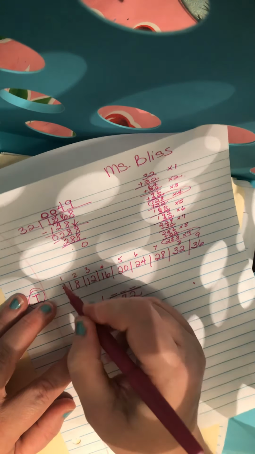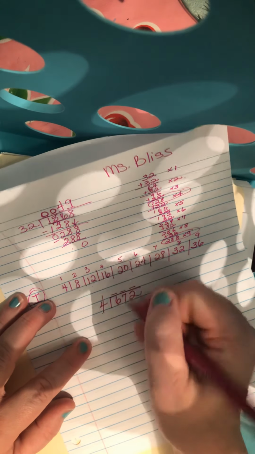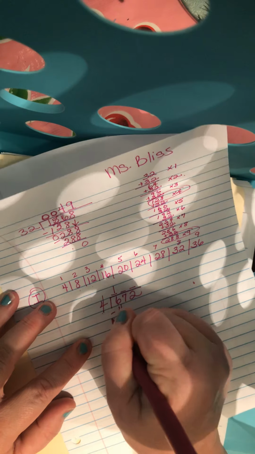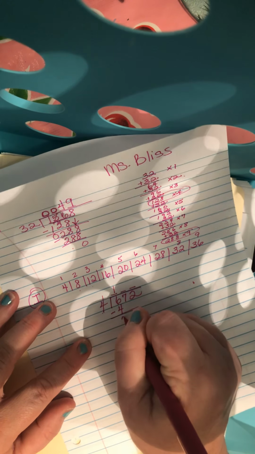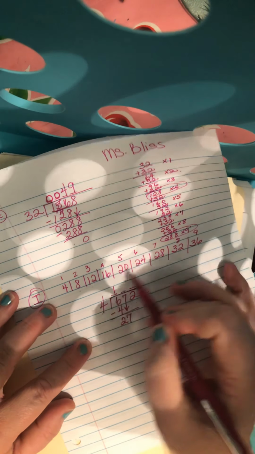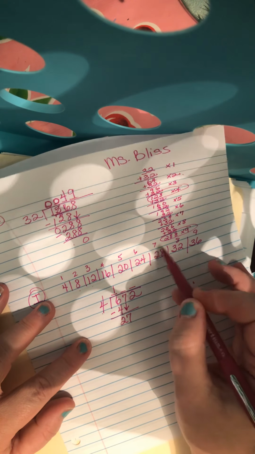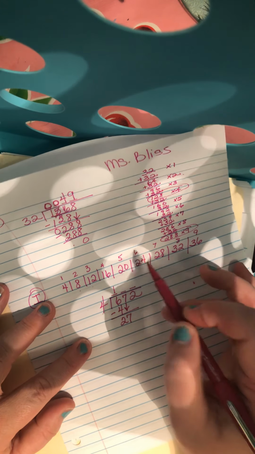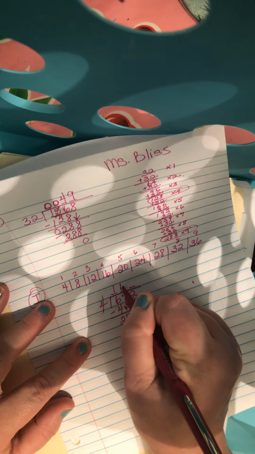4 will fit into 6 only one time because 8 is too big. 4 times 1 is 4. Subtract. 6 minus 4 is 2. Bring down. 4 will fit into 27. It won't fit here. That's too much, so it's got to be here. 6 times. So 6 goes on top.